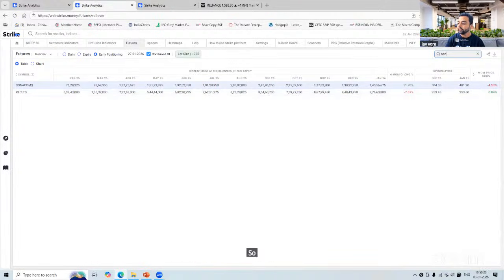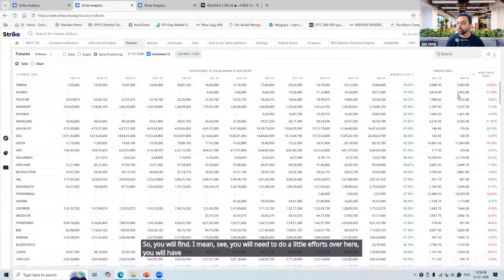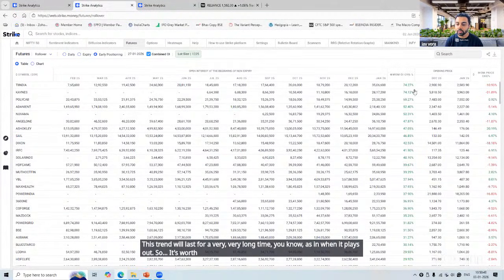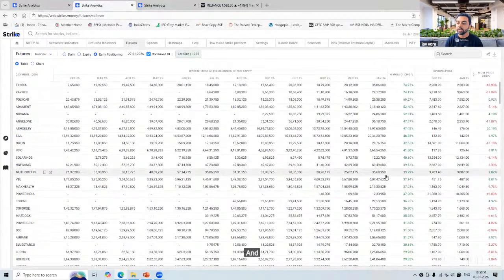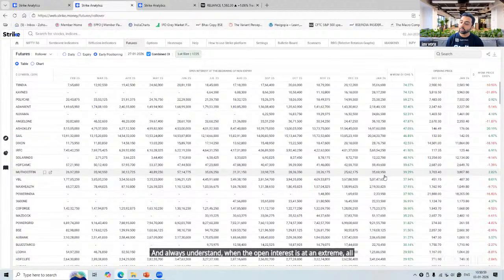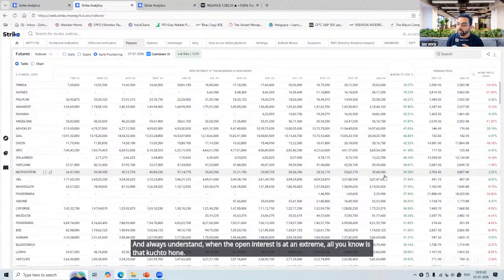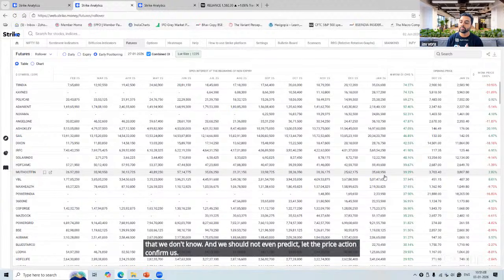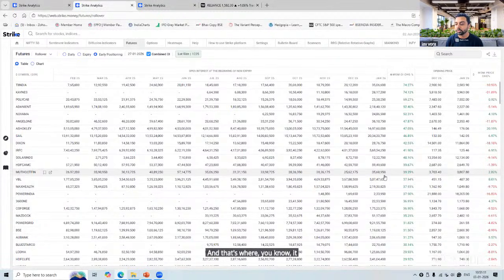So you will need to put in a little effort over here. You just have to check it once in a month. These trends will last for a very, very long time, as and when they play out. So it's worth digging deeper into this and trying to understand where those higher open interests are, and always understand that when the open interest is at an extreme, all you know is that something is going to happen in it. What is going to happen, we don't know, and we should not even predict. Let the price action confirm for us, and that's where it can become an opportunity for you.